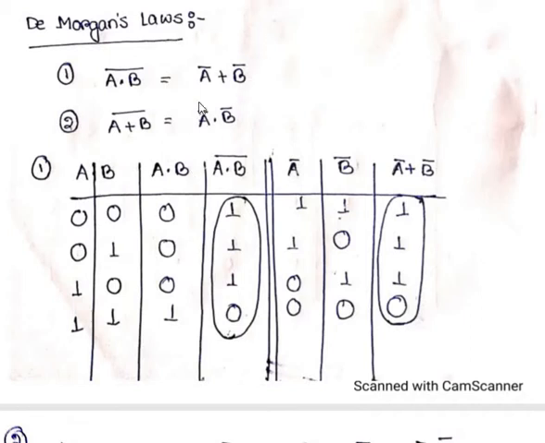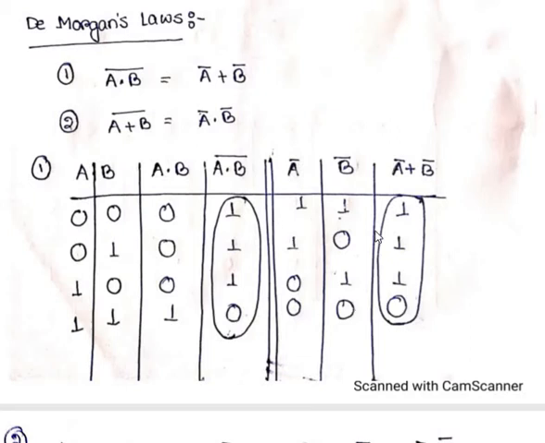Now let's go to the right hand side. Here it is A bar plus B bar. So A is 0 0 1 1, B is 0 1 0 1. I will calculate A bar. The value of A bar will be 1 1 0 0, just the opposite of A. And the value of B bar will be the opposite of B, which is 1 0 1 0. Done. Now I will add the value of A bar with B bar.